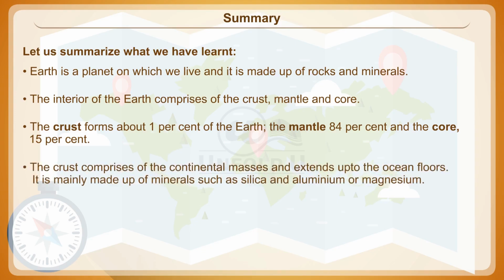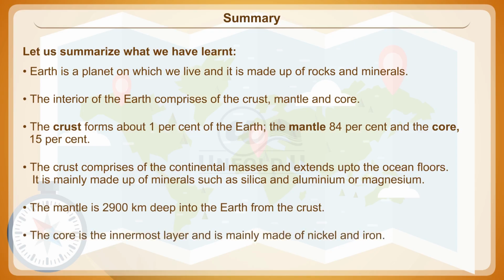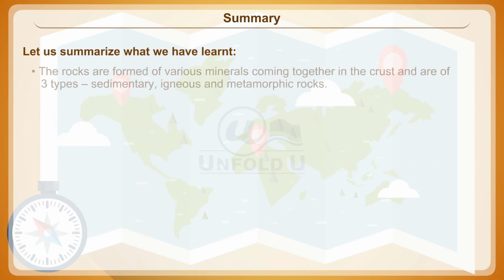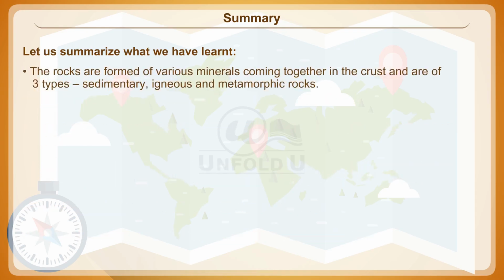The crust comprises the continental masses and extends up to the ocean floors. It is mainly made up of minerals such as silica and aluminium or magnesium. The mantle is 2,900 km deep into the Earth from the crust. The core is the innermost layer and is mainly made up of nickel and iron. The rocks are formed of various minerals coming together in the crust and are of three types: sedimentary, igneous, and metamorphic.